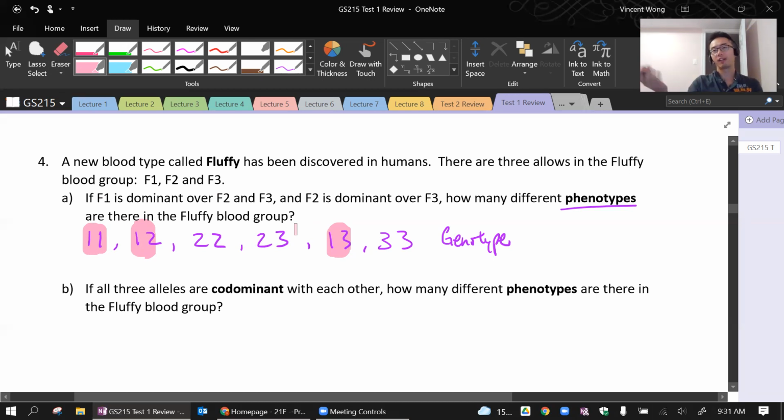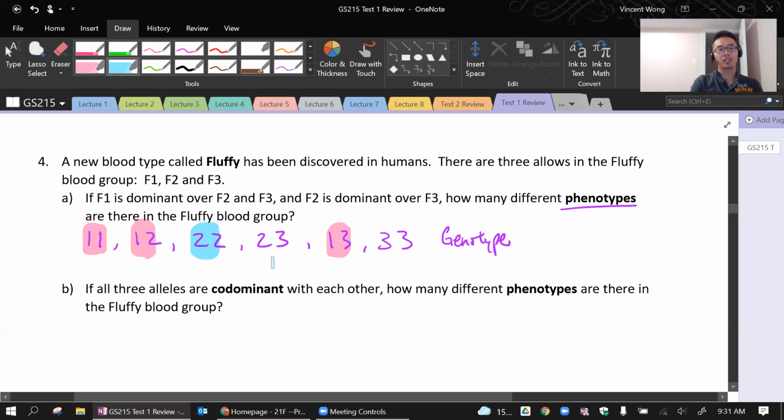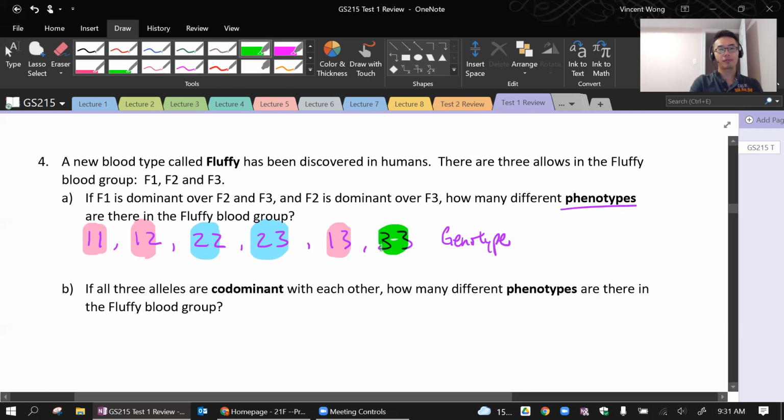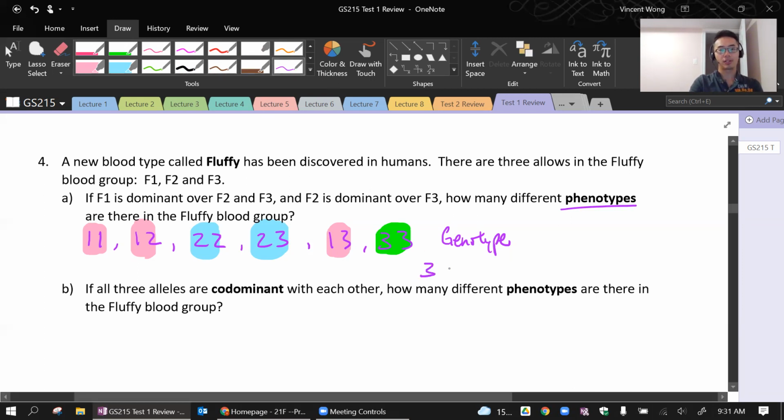Let's call that fluffy 1. Then 2,2 would be fluffy 2. 2,3 would also be fluffy 2 because F2 is dominant over F3. And finally, if you just have 3,3, then it will be fluffy 3. So there are 3 possible phenotypes from the 6 genetic combinations. Okay, 3 phenotypes. Does that make sense?